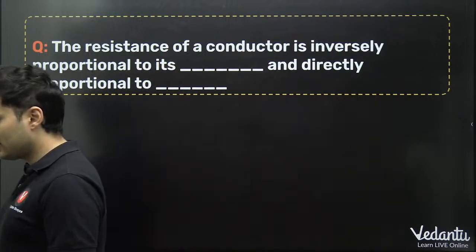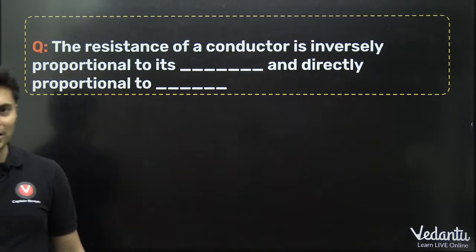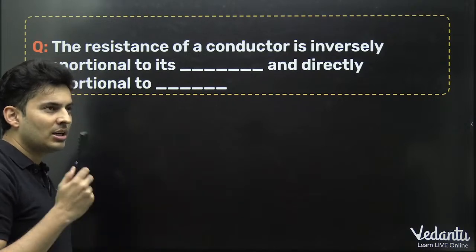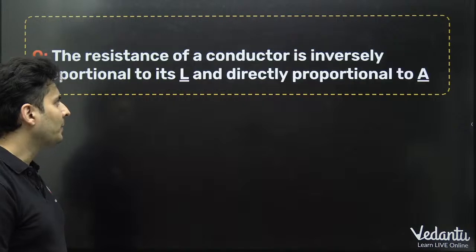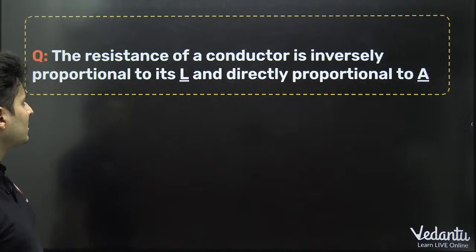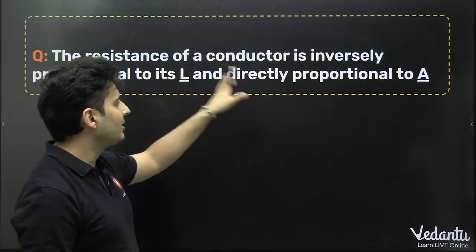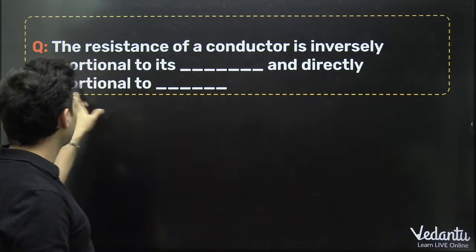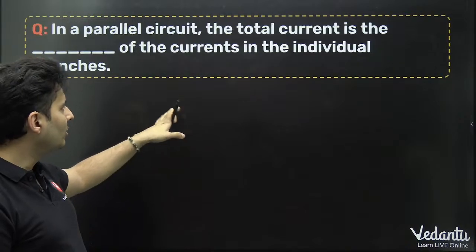Resistance is proportional to what? Resistance is proportional to rho L by A. It's proportional to length, inversely proportional to area. I think it has interchanged the answer. Actually, it should be inversely proportional to the area, directly proportional to the length. I'll get it corrected, don't worry.